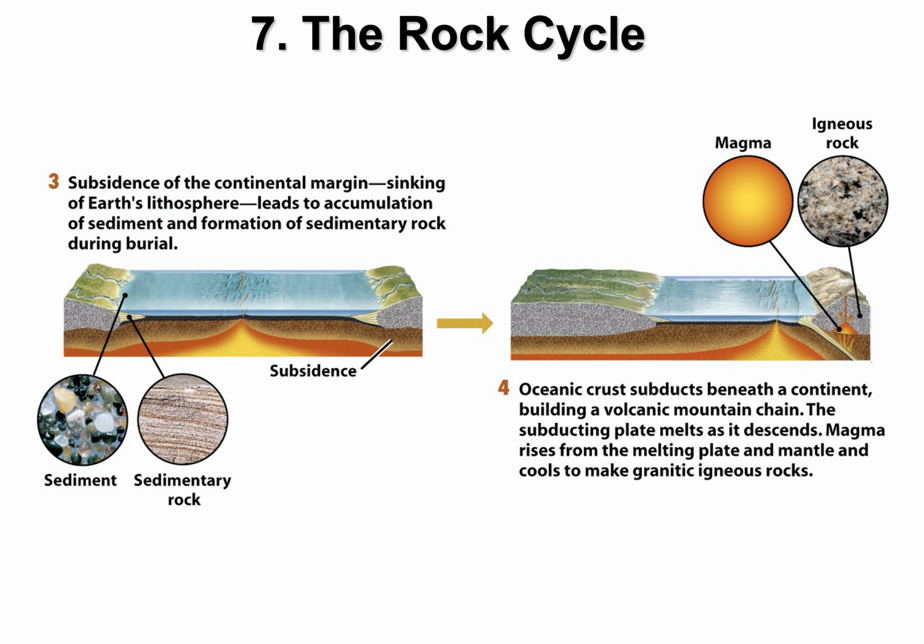Here number 3 again: we have the subsidence of the continental margin and the formation of the sedimentary rock. Now we are coming to point number 4. We have the subduction of an oceanic crust beneath a continent, and we are building there a volcanic mountain chain. The subducting plate melts as it descends. Magma rises from the melting plate and mantle and cools to make a granitic intrusion above.